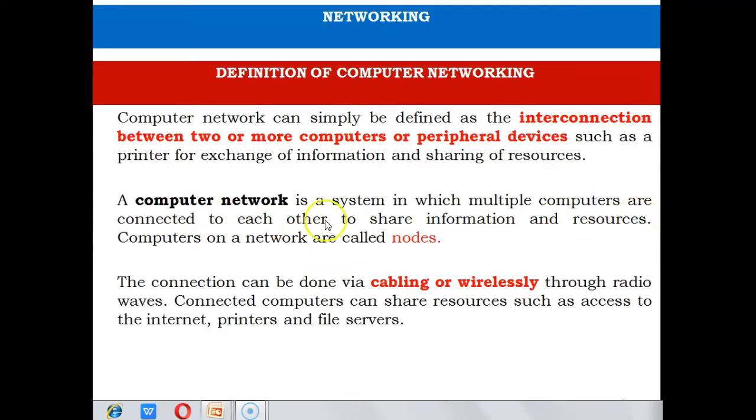The computers in a network are regarded as nodes. The connection can be via cabling or wireless system through radio waves in order for them to be able to share internet connection, printer, files, and other important resources.